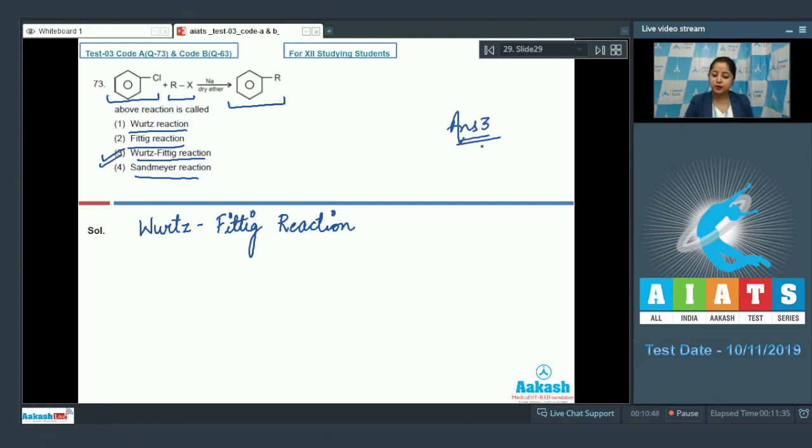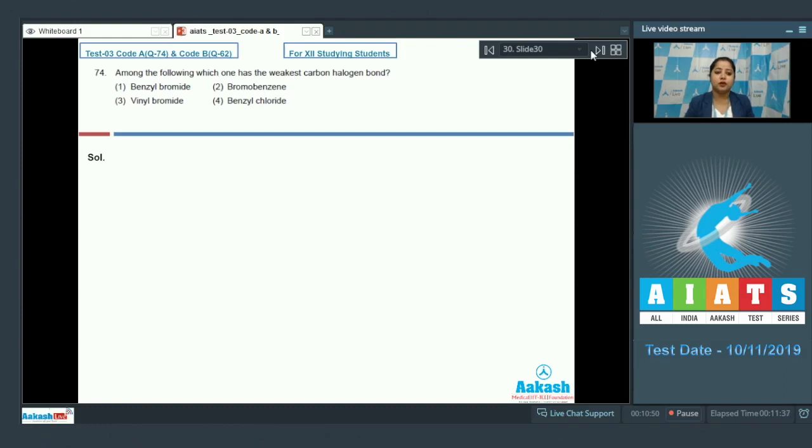Let's move to the next question, students, which is 74. Let's read the question, students. Among the following, which one has the weakest carbon halogen bond? The given options are benzyl bromide, bromobenzene, vinyl bromide, and the last option is benzyl chloride. So class, let's start with option number 1, which is benzyl bromide.